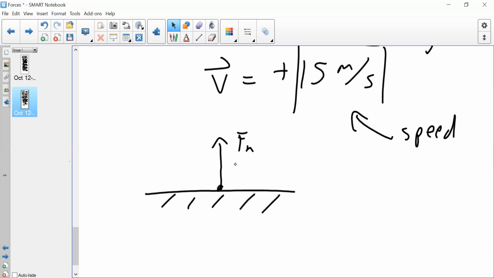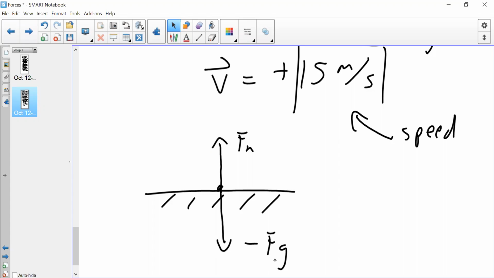Okay, sorry about that. Okay, so we have an object on a table. We have a normal force pointing perpendicular up from the surface, and that's our contact force in this case. And then there's another force due to gravity that's always going to point towards the center of the Earth.